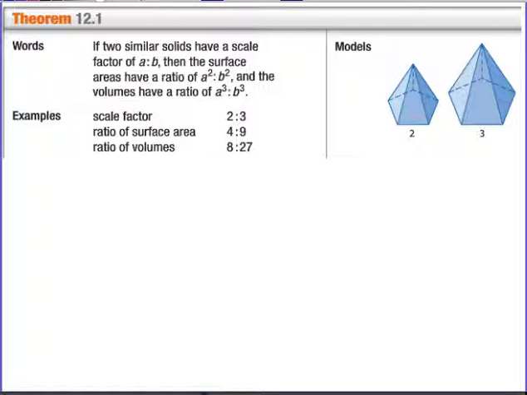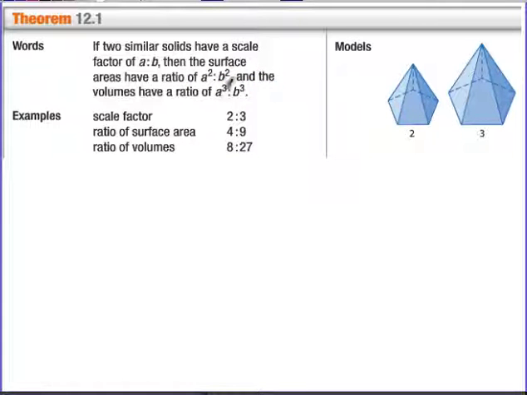Theorem 12.1: if two similar solids have a scale factor of A to B, then the surface areas have a ratio of A squared to B squared. We've already talked about areas of two-dimensional shapes before and how they work as this ratio is set up. We have to square the areas. And then the volumes have a ratio of A cubed to B cubed.